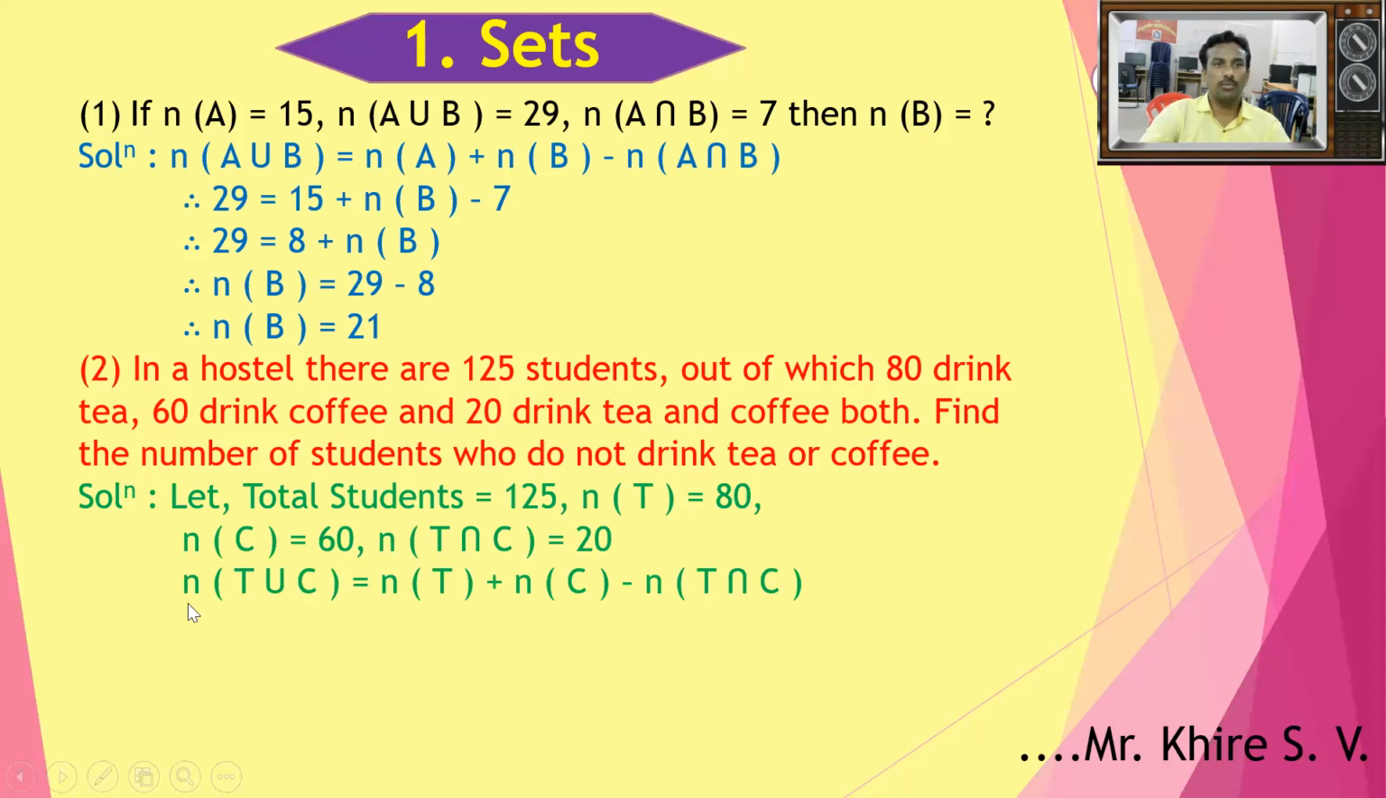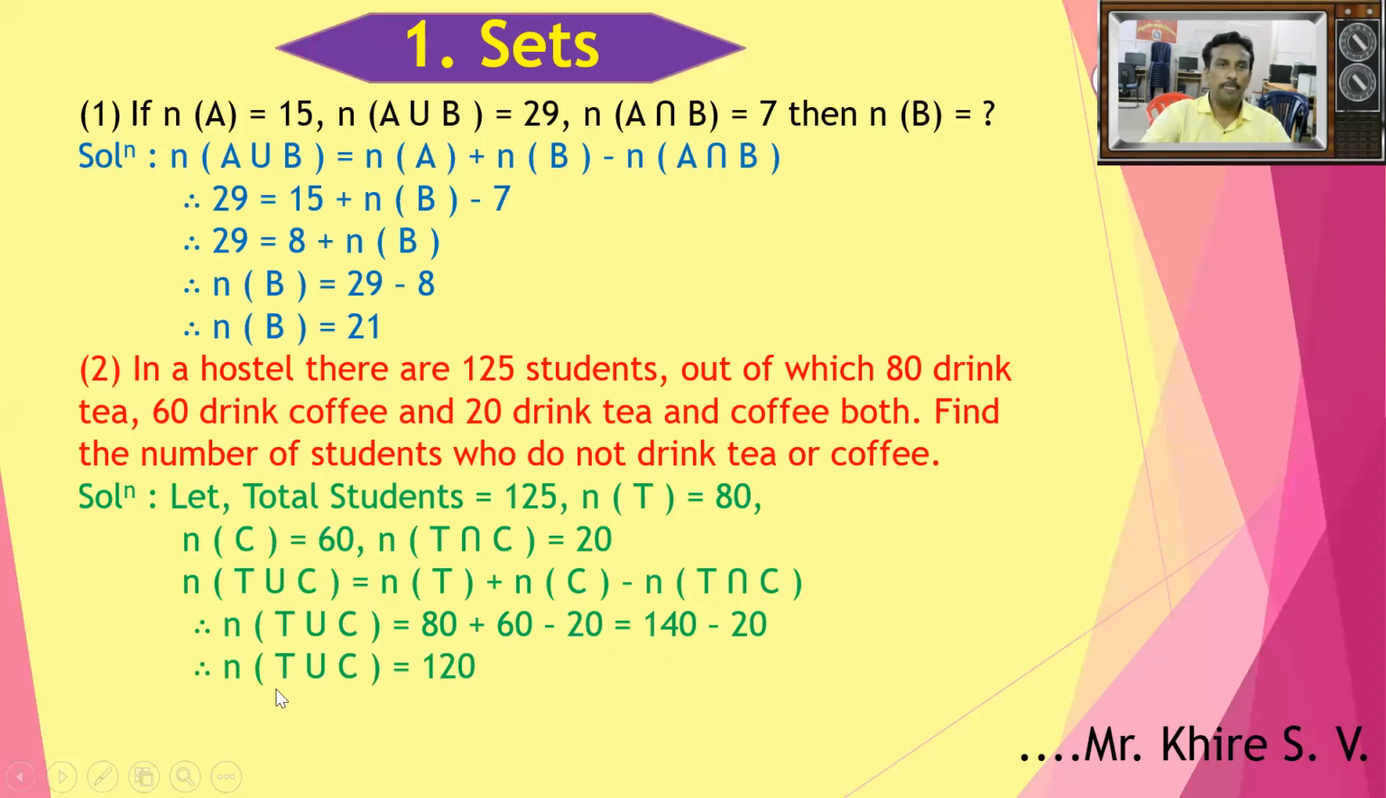And the formula is for n(T union C), the same formula as above. n(T union C) is equal to n(T) plus n(C) minus n(T intersection C). You put the values. n(T union C) is equal to n(T) is 80 plus n(C) is 60 minus n(T intersection C) is 20. 80 plus 60 is 140, minus 20. 140 minus 20 is 120. Therefore, n(T union C) is equal to 120.